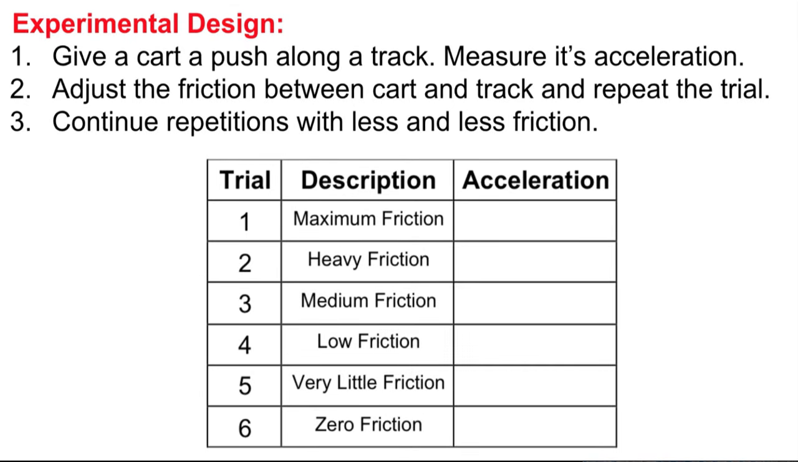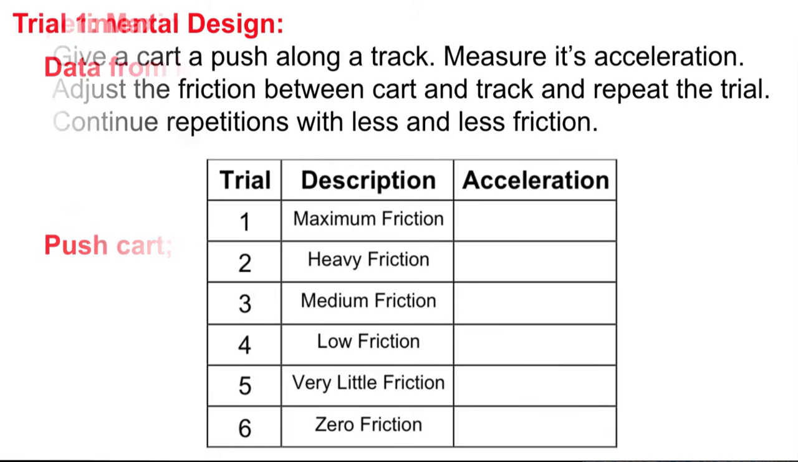We're going to do an experiment very similar to a Galileo experiment. We're going to give a cart a push along a track, but we're going to use a motion detector and measure the acceleration of the cart. Then we'll adjust the friction between cart and track and repeat trials for less and less friction. Here's our first trial with maximum friction.